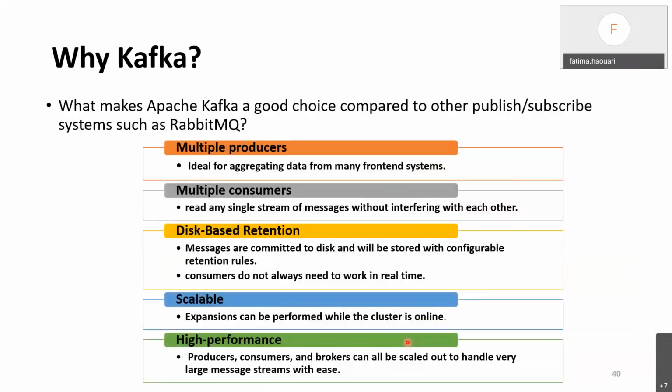So why Kafka? What makes Apache Kafka a good choice compared to other publish-subscribe systems, such as traditional RabbitMQ, for example? The most important thing is supporting multiple producers. Whether these producers are producing to a single topic or to multiple topics, it is ideal for aggregating data from many front-end systems. And it also supports multiple consumers, so we can read any single stream of messages without interfering with each other.